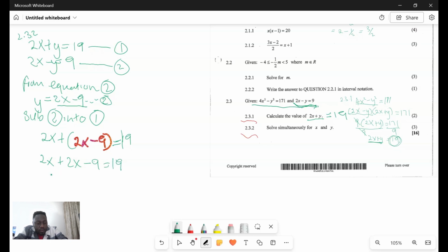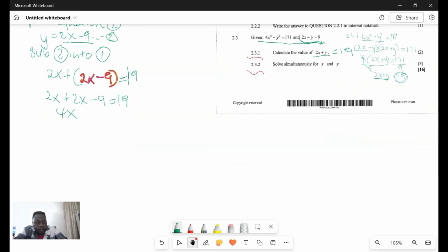So 2 plus 2 will just give me what? 4x. And then from there, I will take the 9 to the other side. It will give me 28, I'm sure. It will be 19 plus 9, which will just give me 28. So 28 divided by 4, it will just be 4 here, and then x equals to 7.